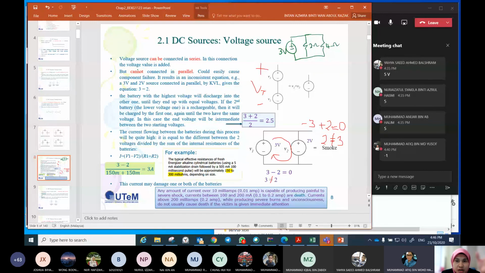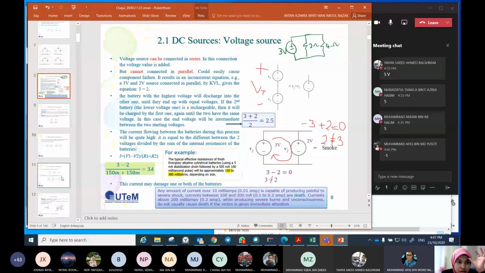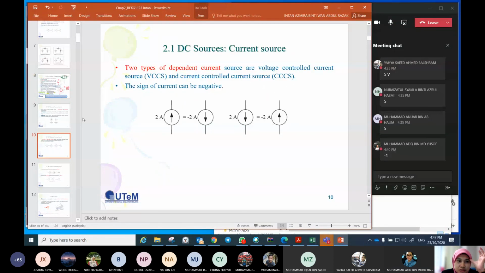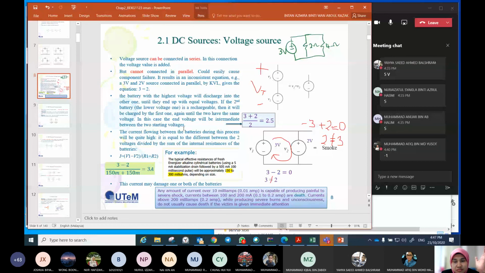Same goes for current source. Current source can be connected in parallel, but cannot be connected in series if the current sources are different. If the current sources are the same, they can be connected in series.